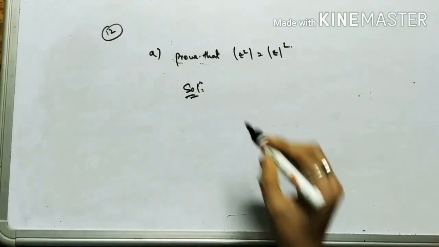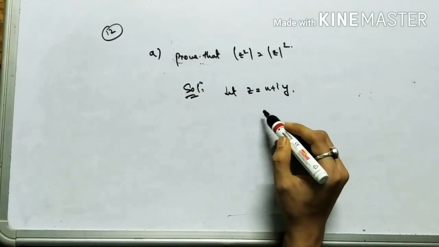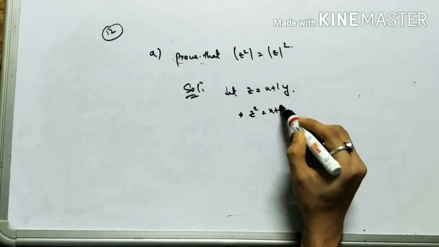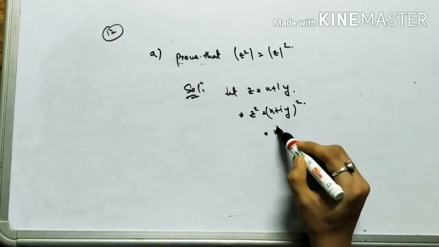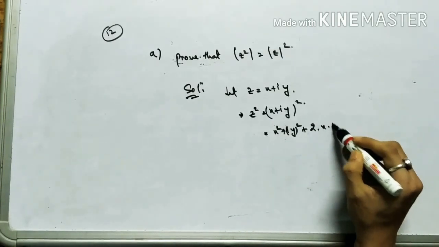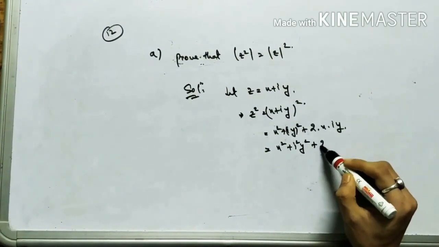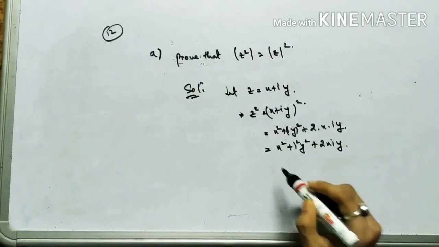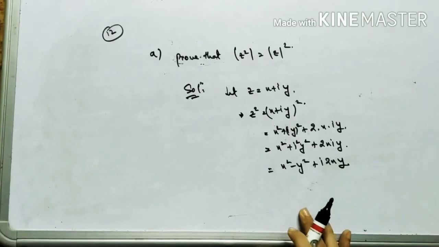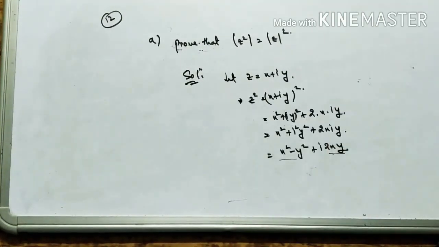Let z equal x plus iy. So z square is equal to (x plus iy) the whole square, which is x square plus (iy) the whole square plus 2 into x into iy. So this is x square plus i square y square plus 2x iy, which equals x square minus y square plus i 2xy. This is the real part, and this is the imaginary part of z square.